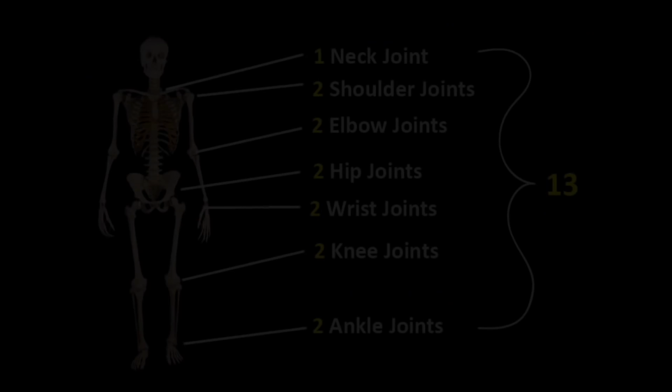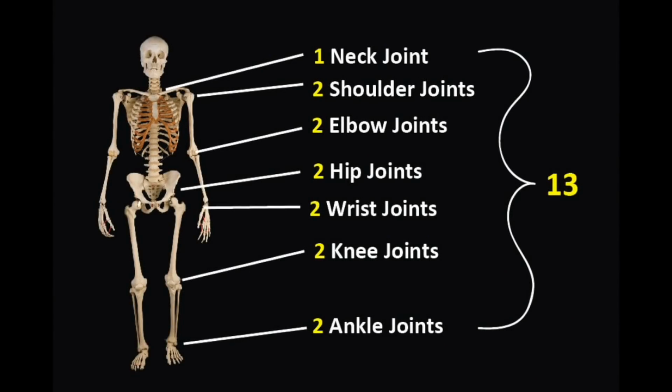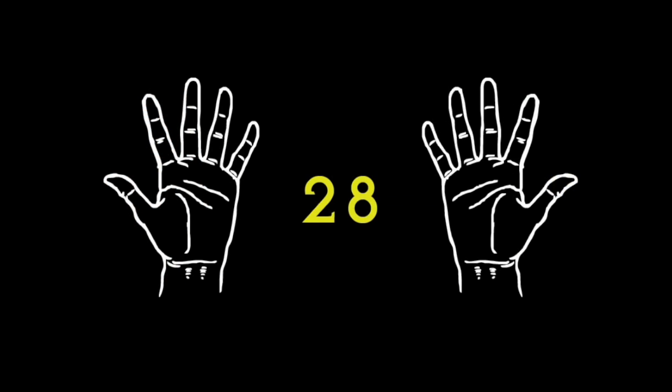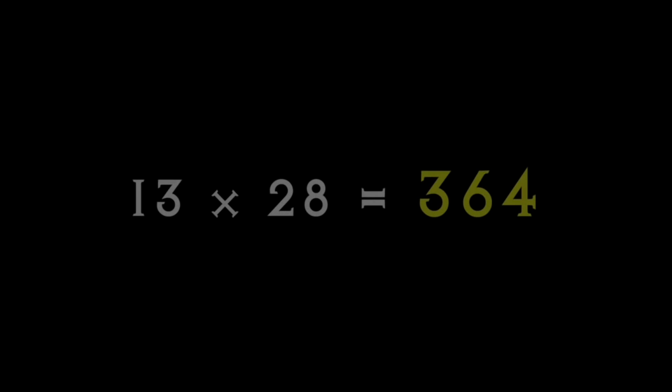The number 13 can be found on the human body as well, with the major joints allowing for movement summing to 13, with those being 2 ankles, 2 knees, 2 hips, 2 shoulders, 2 elbows, 2 wrists, and 1 neck, totaling 13. These 13 joints with your 28 phalanges of your hands constructs a lunar calendar. 13 times 28 equals 364.